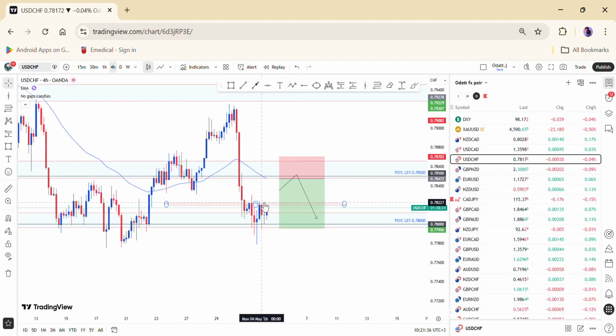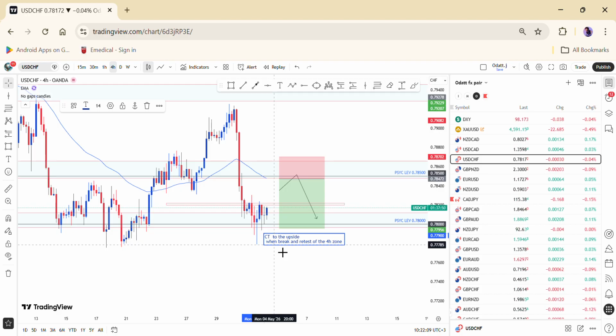There was a possibility of a counter trend also here. You can see when we break and retest above, we'll see if we can get a little bit of a counter trend to the upside. When we break and retest the 4H zone, that will indicate a shift of structure.